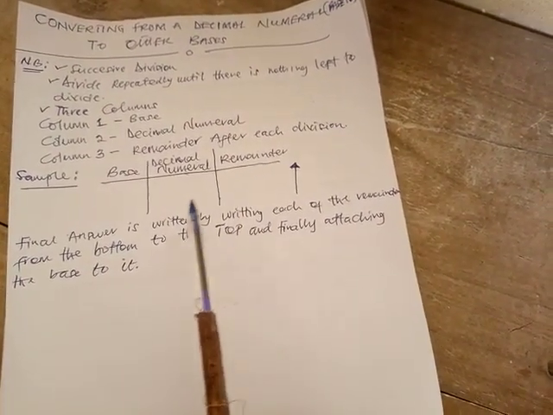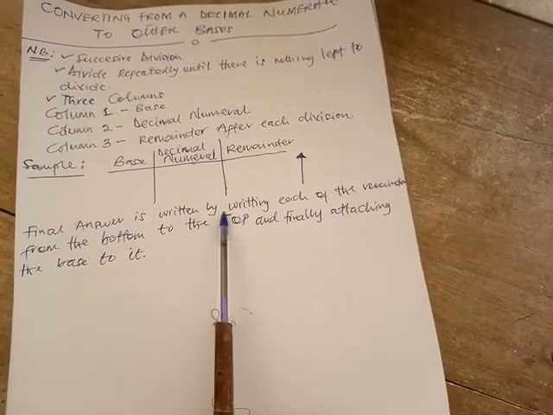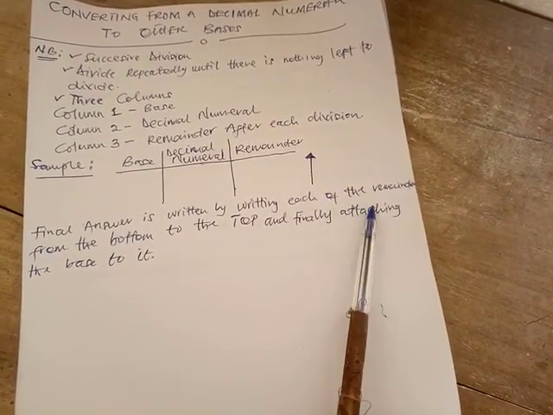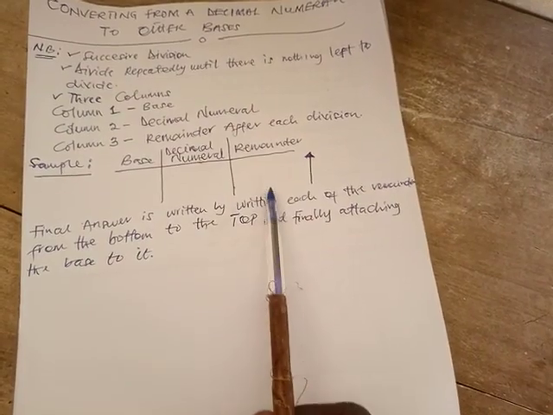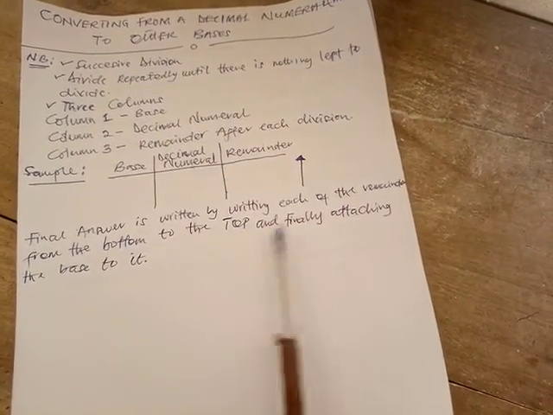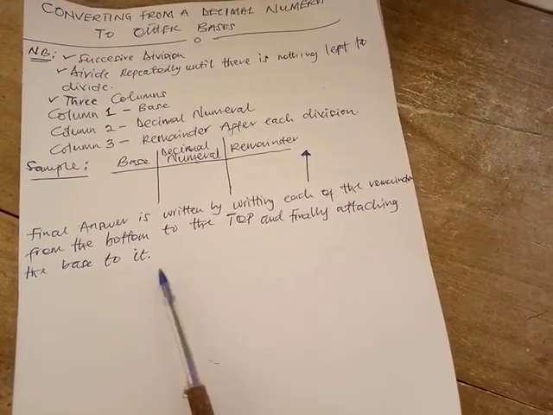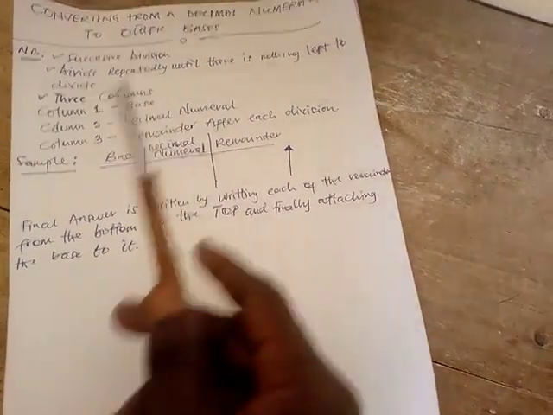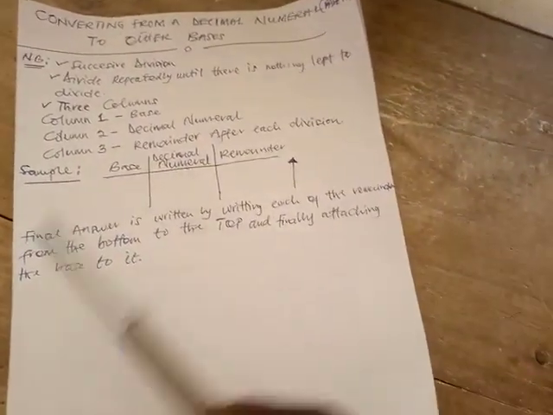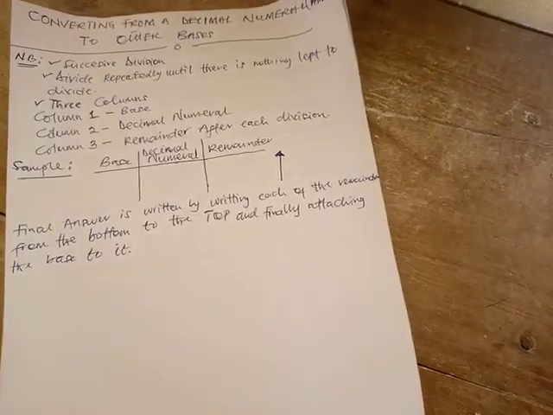Now someone may ask, how would your final answer look like? The final answer is written by writing each of the remainders you are going to get here from the bottom to the top, and finally attaching the base to it. So we are going to take one example to support this argument we are discussing here.